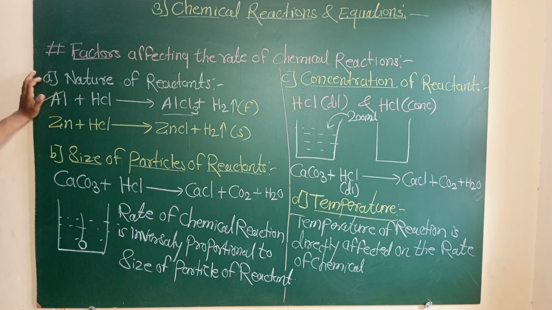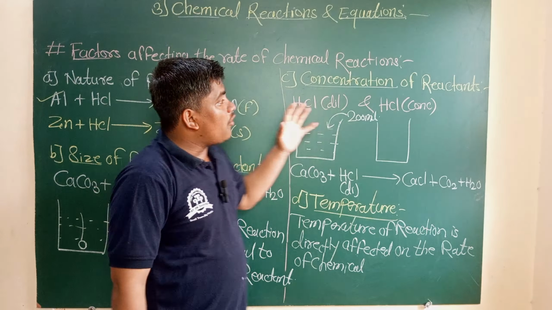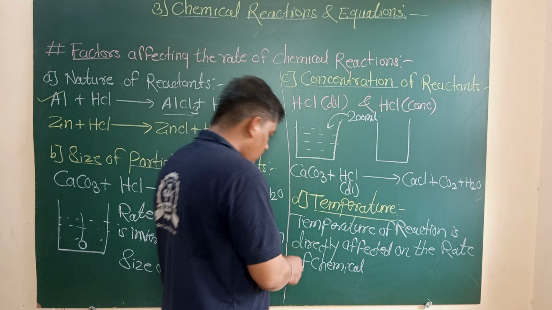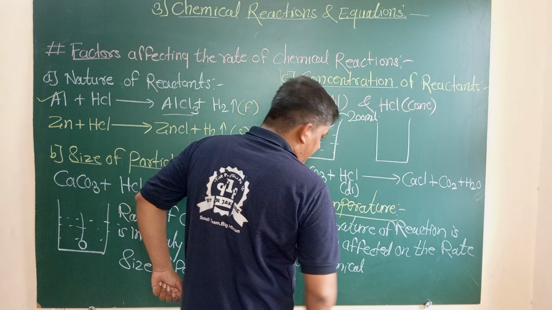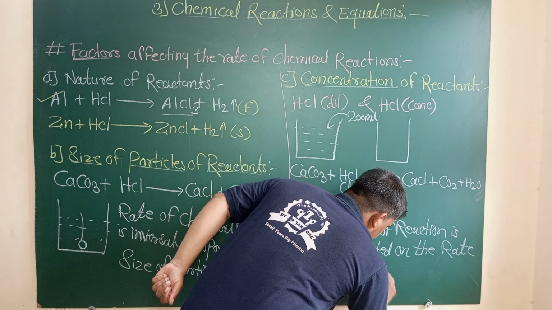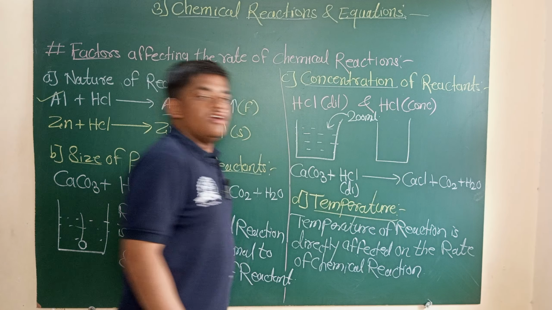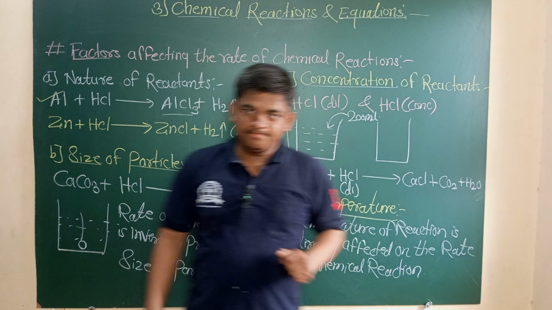First is the nature of reactants. Second is the size of particles of the reactants, third is the concentration of reactants, and fourth is the temperature. The temperature of the reaction directly affects the rate of chemical reaction. If the temperature is higher, the rate of chemical reaction is higher. If the temperature is lower, the rate of chemical reaction is lower.